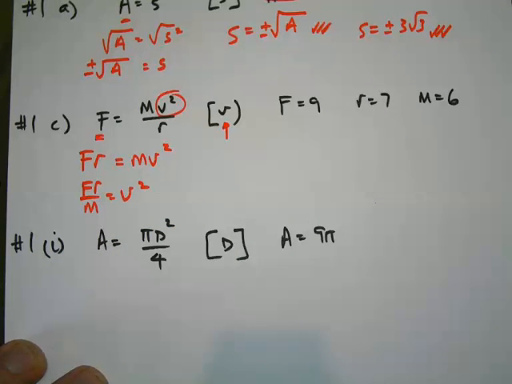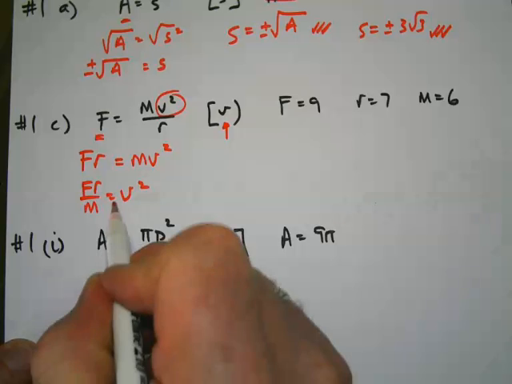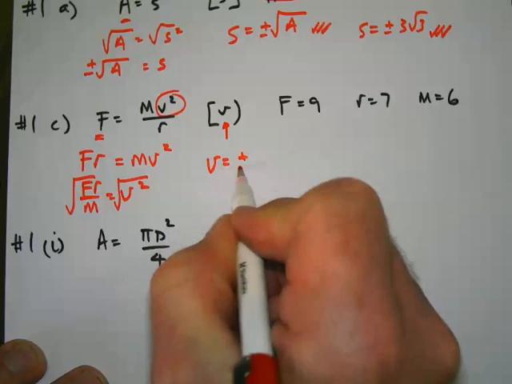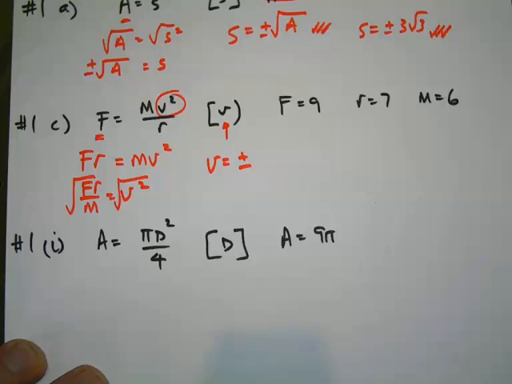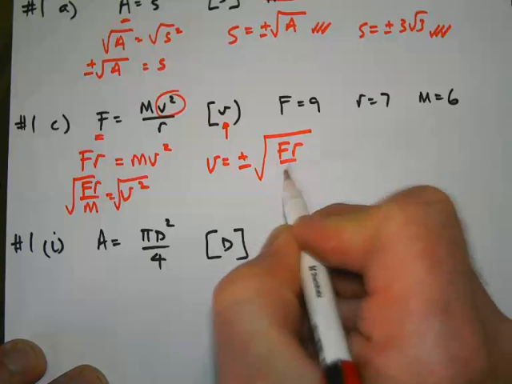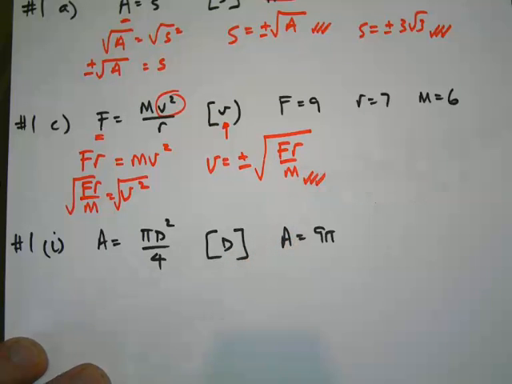And to undo the square, I'm then going to take the square root of both sides, which gives me v equaling plus or minus, because whenever I take the square root, I get a plus or a minus answer, the square root of f times r over m. That's the formula rearranged for v.